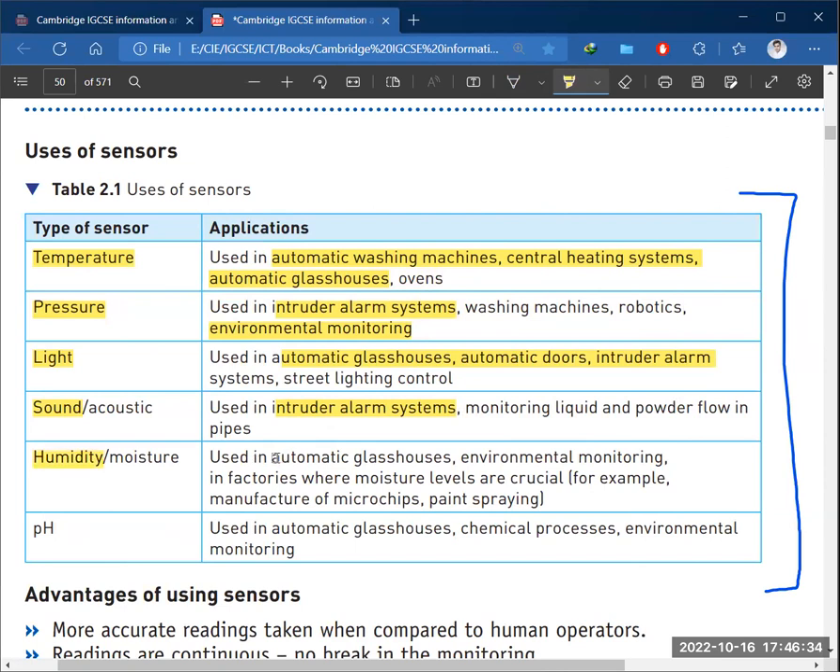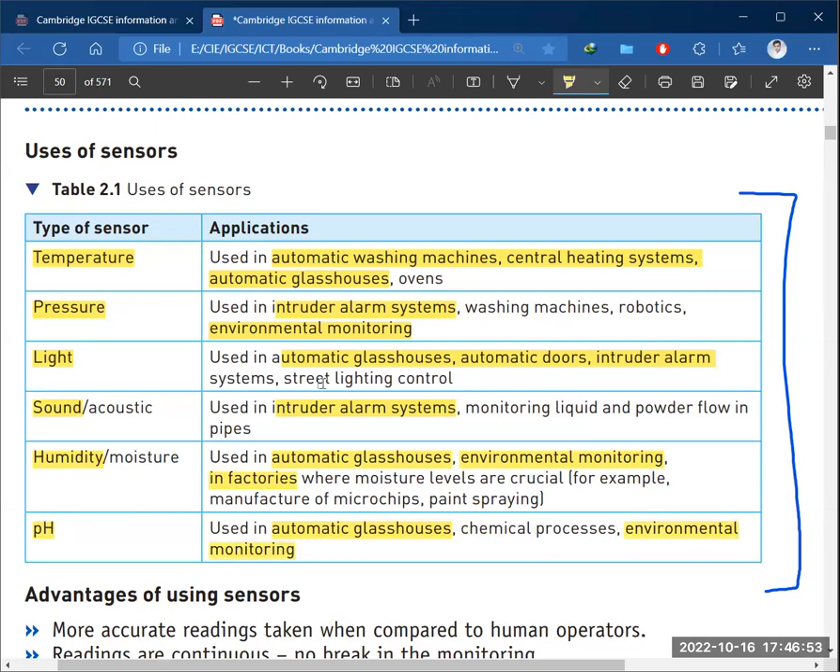Humidity or moisture is used in automatic greenhouse environmental monitoring and in factories where moisture levels are critical, for example, manufacture of microchips and paint spraying. pH is used in automatic greenhouse, chemical processes, and environmental monitoring.